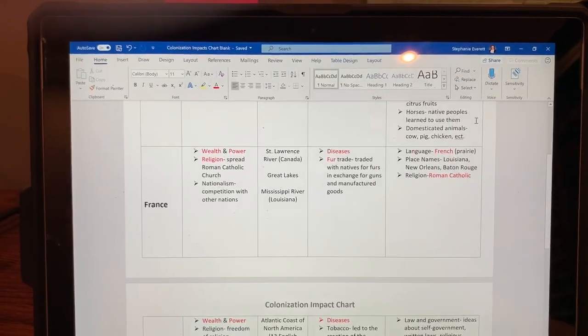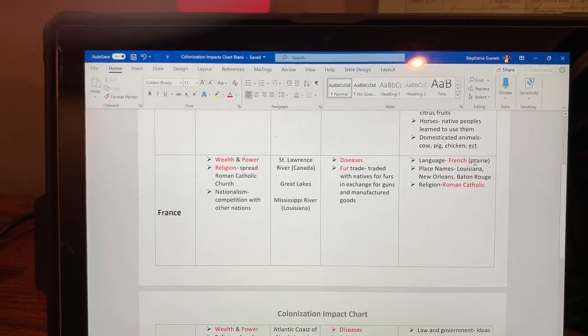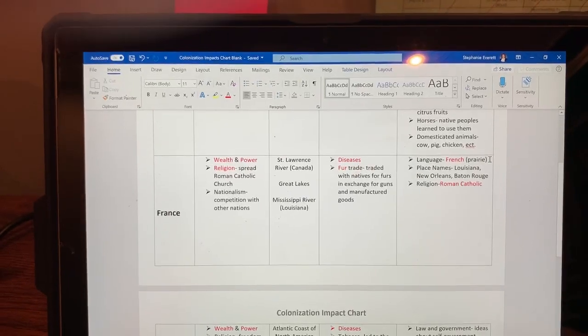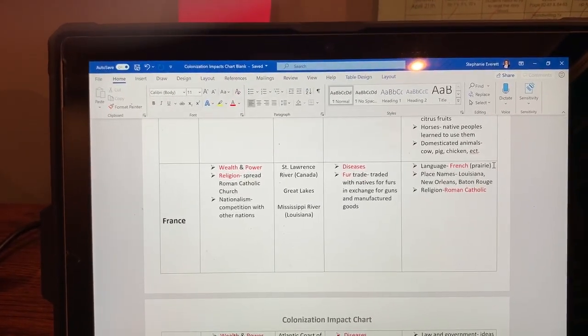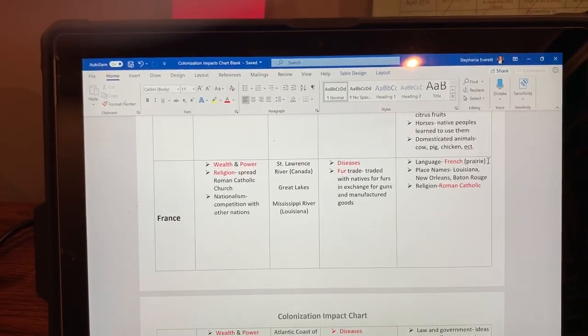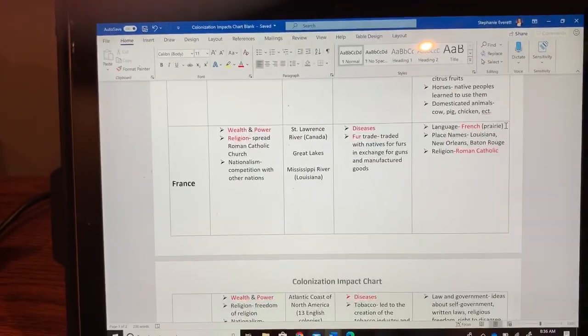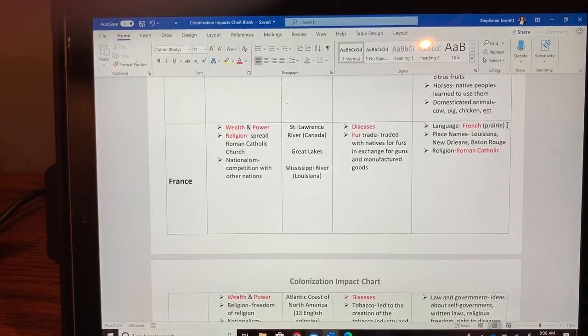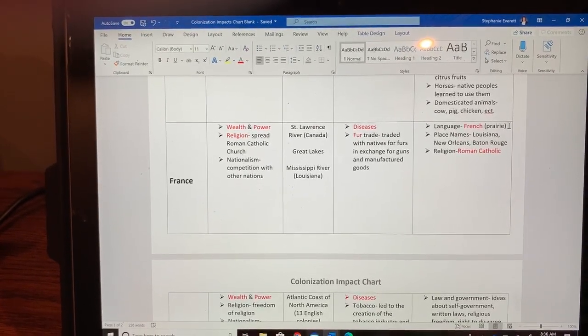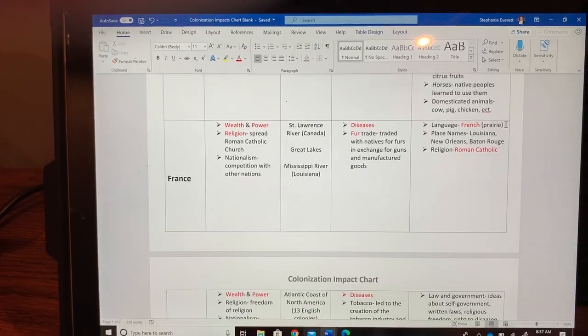And then what are our lasting positive impacts? We have the French language. Prairie is a word that comes from the French. And you'll see pockets of French language within the United States and Canada. Canada has 2 official languages. I don't know how many of you knew that, but Canada has 2 official languages, one being English and one being French.